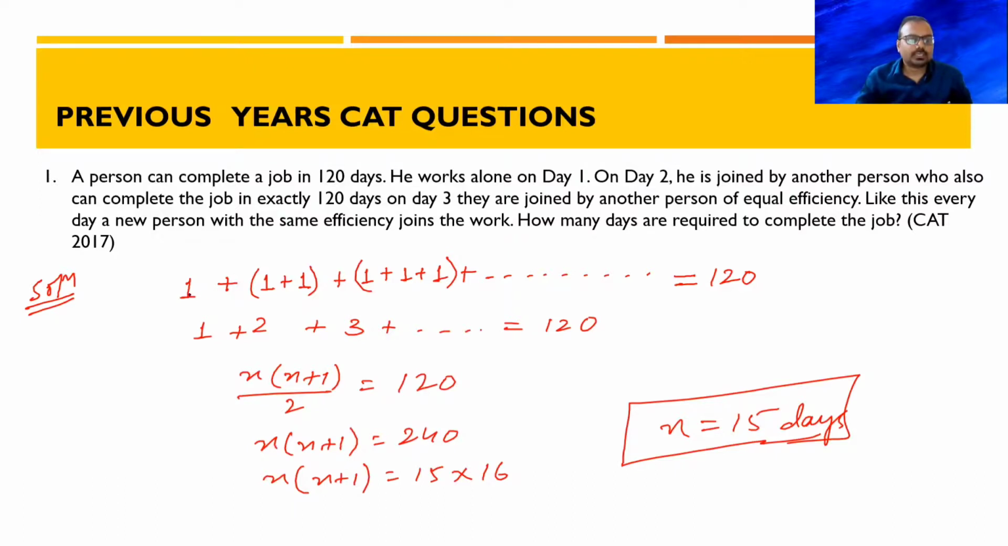Once again, 1 unit of work is done on the first day. On the second day, 2 people are working with the same efficiency, so 2 units of work are done on the second day, 3 units of work on the third day, and so on. So this is the sum of the natural numbers whose sum is 120. So the sum of the first 15 natural numbers is 120. So the answer is 15. Okay.